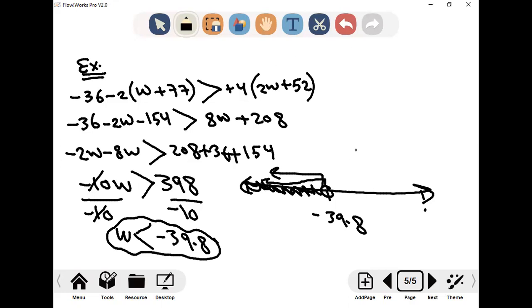So how do we solve the inequality? We do the same steps as the equations, but with one different thing: if you divide or multiply both sides of the inequality by a negative, you switch the sign of the inequality. That's all.